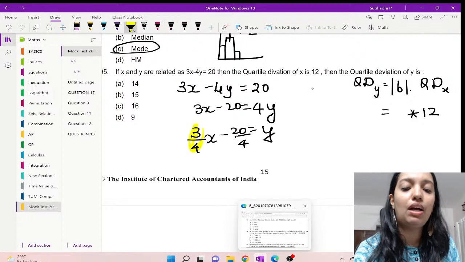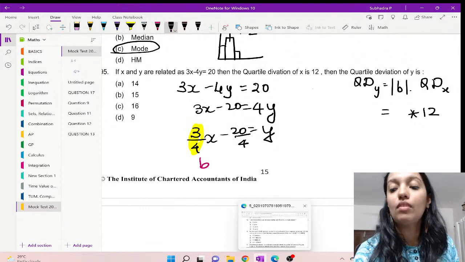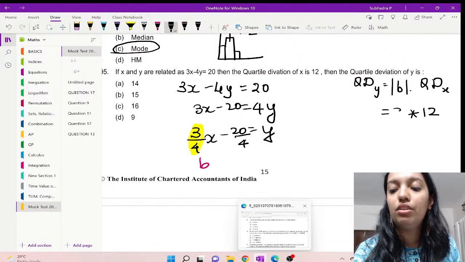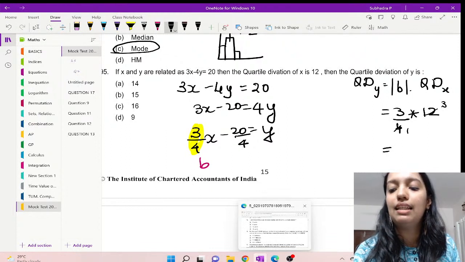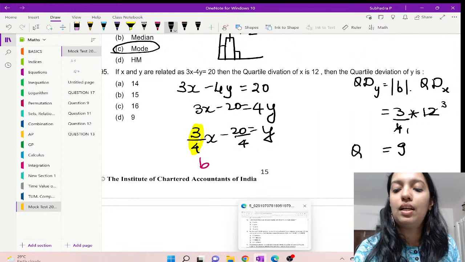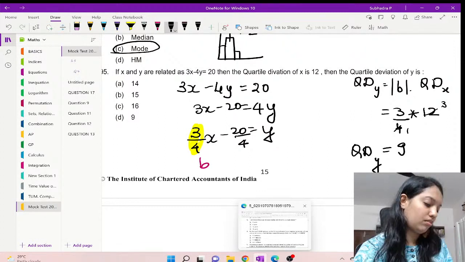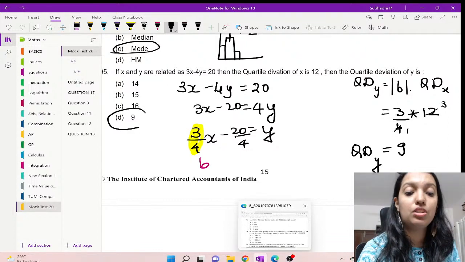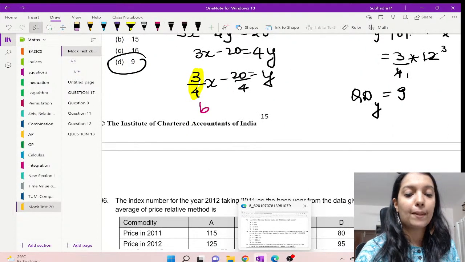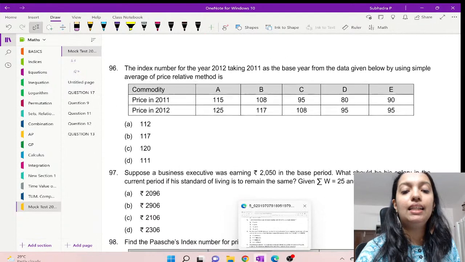What is the b value? This part. So this is my b. So I am replacing 3 divided by 4 here. 4 1s are 4, 3 3s are 9, so 9 is quartile deviation of y. Do we have that in the options? Yes, option D.